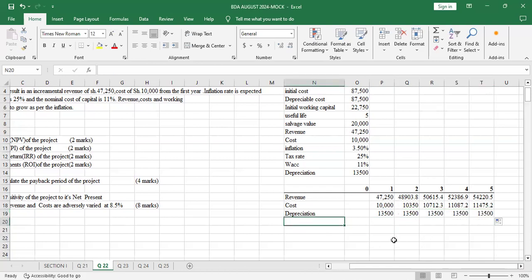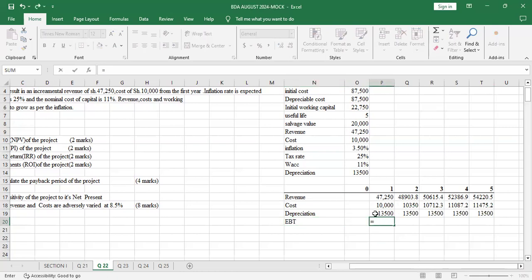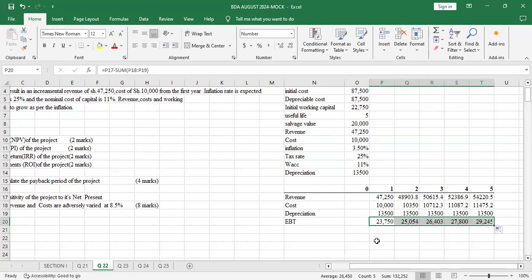Then now the next thing will be earning before tax. So EBT, earning before tax. So the earning before tax will be revenue minus the sum of those two, cost and depreciation. Yeah, so earning before tax will be 23,750. So then you drag, you will get those other values. So allow me to create the top border.